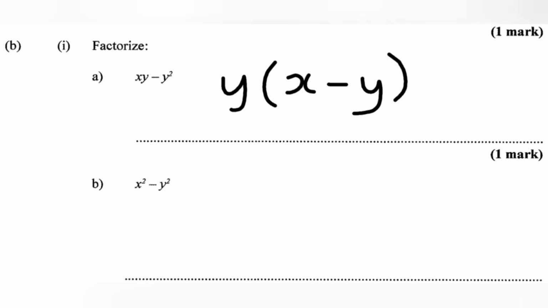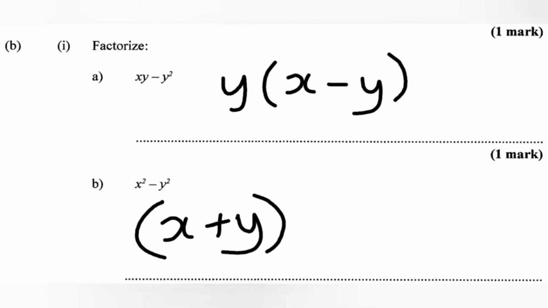Moving on to the next question. We have x squared minus y squared. This is the difference of two squares. So we're going to have one bracket having x plus y, and the other bracket is going to be x minus y.